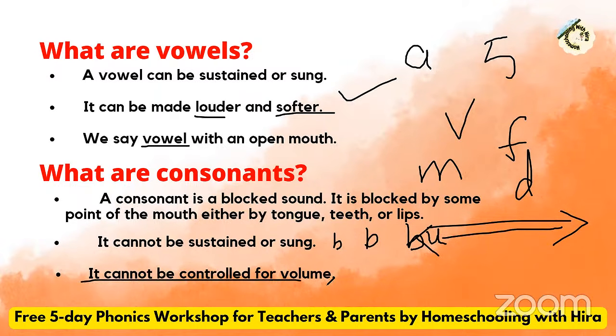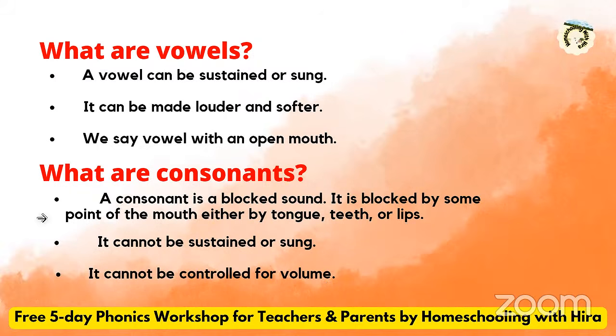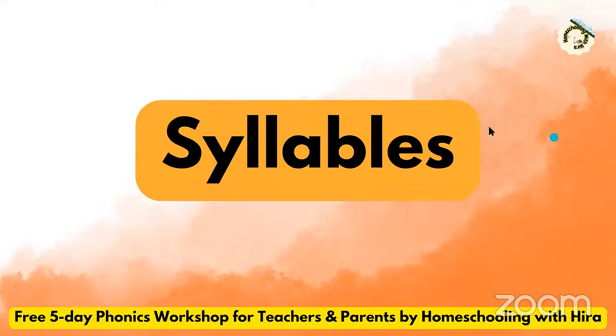The last thing about consonants is that their volume cannot be controlled. If I say b, b, b, I cannot say it softly or loudly. This is the only way I will say it. B, b, b. Even if I try to say b softly, it is something around there. I cannot say it loudly as a b. Try it yourself and tell me if it's true or not. Can you say the sound of letter b loudly or not? So I hope that vowels and consonants are clear.